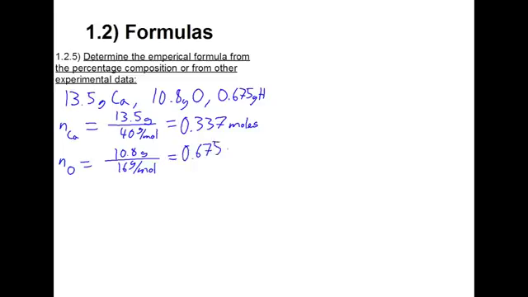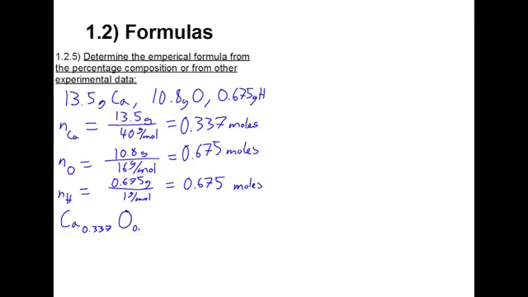0.675 moles. And then to find the number of moles of hydrogen, you take 0.675 grams and divide that by the molar mass of hydrogen, which is 1 gram per mole. And that is equal to 0.675 moles. Now you write it up as if it was the actual formula. So write it up as calcium, and then the number of calcium atoms will be 0.337, and you do the same for the other two elements.